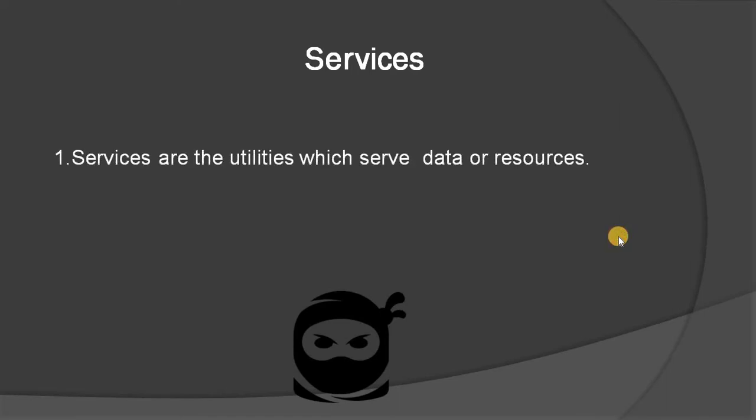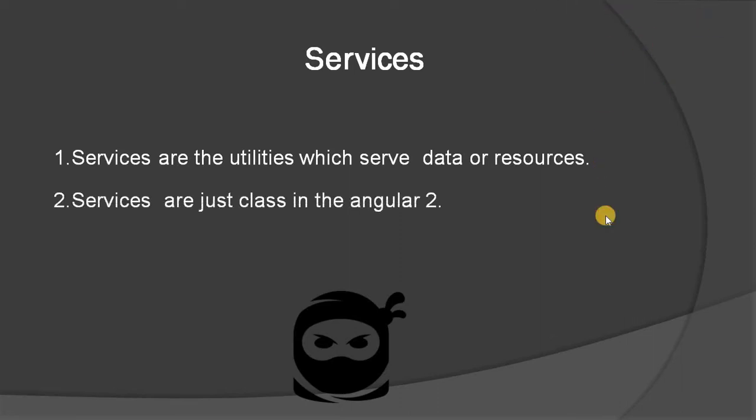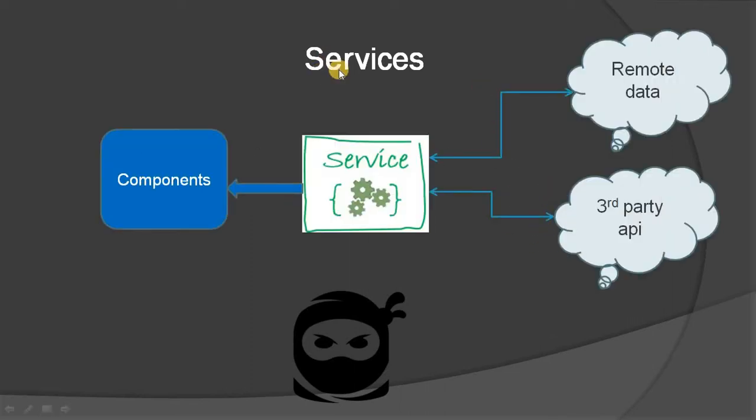So services are nothing but utilities which serve the data or the resources to its users. Okay, the services are nothing but utility classes. So in Angular, the services are just classes. Okay, so they provide some kind of data or resources to their users. So let's understand by using this diagram.